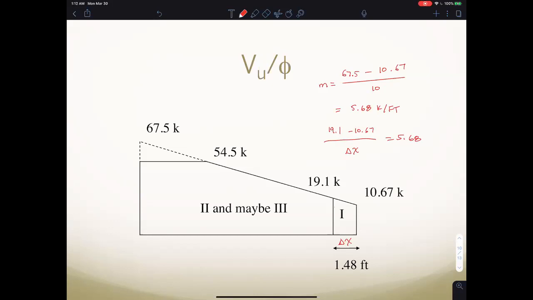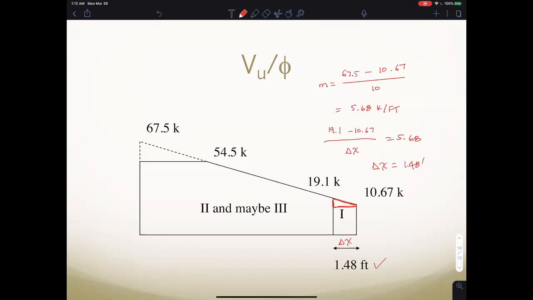Okay, because we're looking at this triangle right here, and we're trying to figure out that run. And if you do that, delta x equals 19.1, subtract 10.67, and divide by 5.68, 1.48 feet. That's how I got that number there.